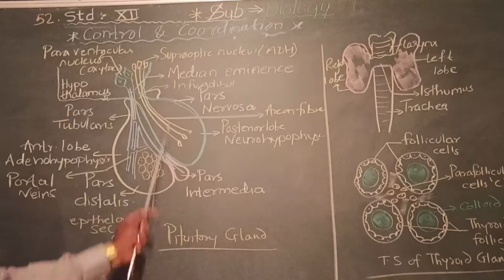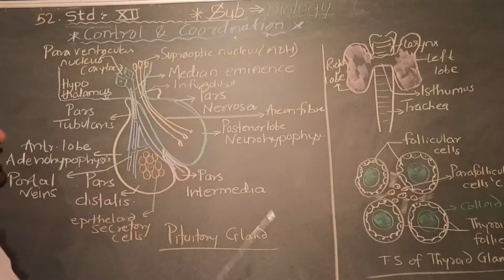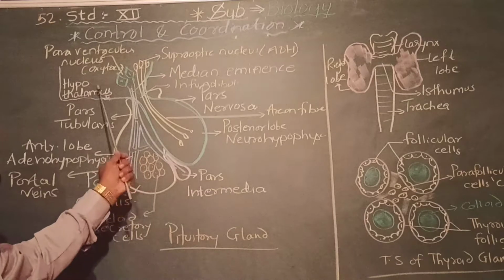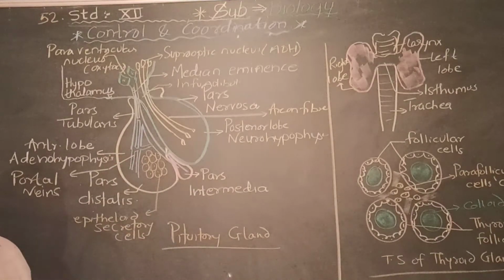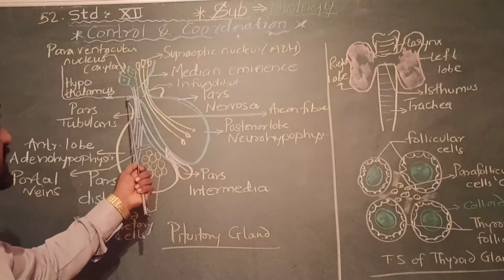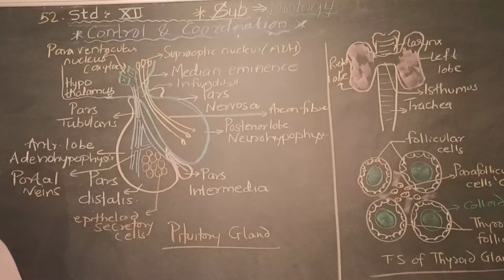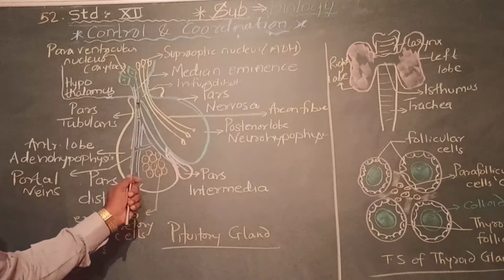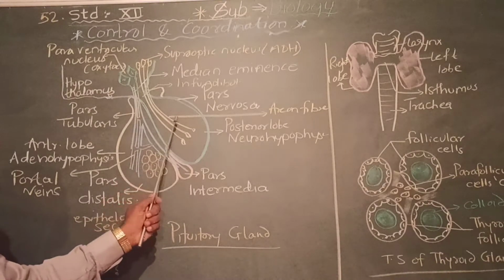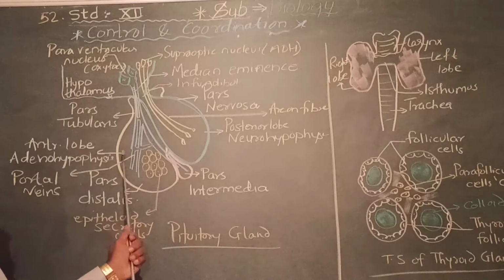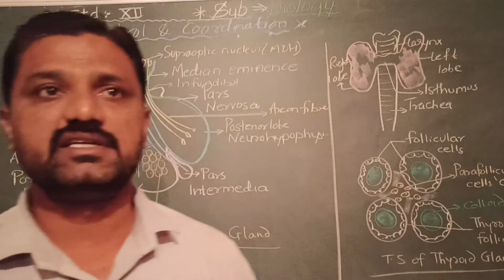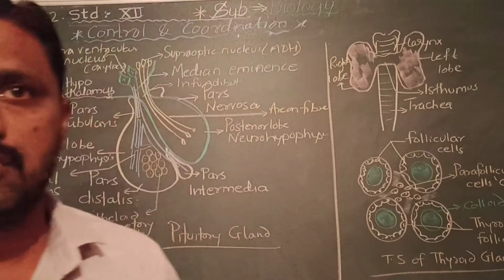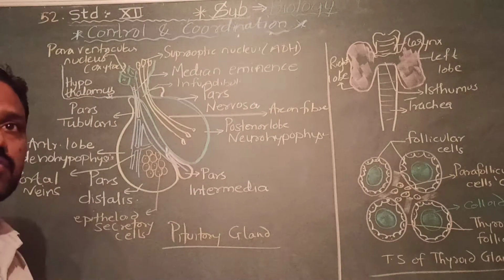The third part is the median eminence. It is the swollen part of the hypothalamus, at the base of the hypothalamus. Now, this pituitary gland is formed by the anterior lobe and the posterior lobe. Now we will study the hormones of this neurohypophysis.